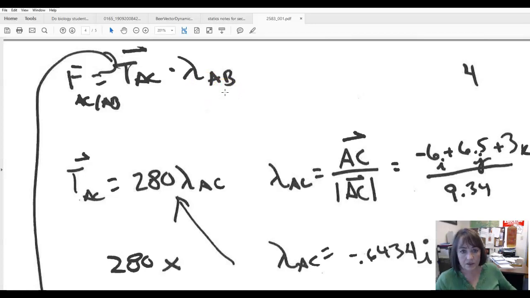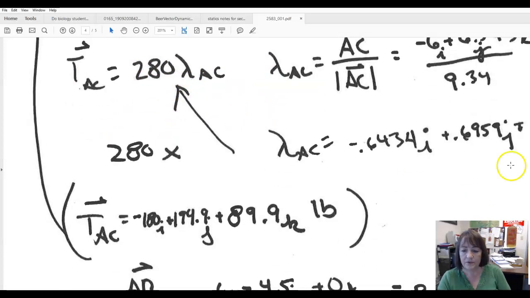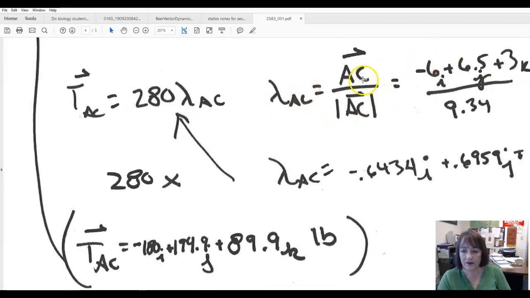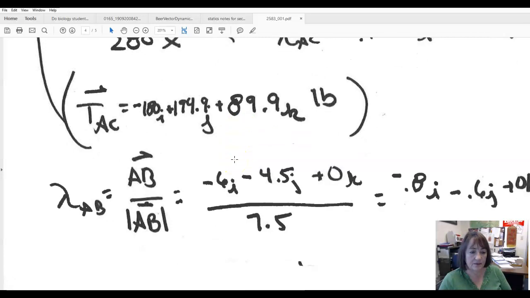So this is the same geometry, the same picture from your textbook of 3.39, and so we've already found TAC. We know that it's 280. That would be the magnitude. Then we need to find lambda along AC because we know that the vector tension, TAC, is equal to the magnitude of the tension times lambda along the cable. So we find lambda AC the same way that we have in the past. We take the vector, divide it by the length, come up with those directional cosines or components of lambda. Then we multiply 280 through that expression to write the tension vector for AC.